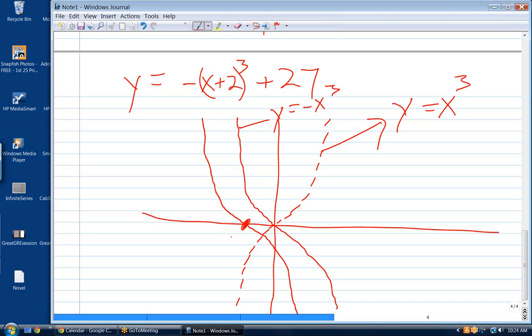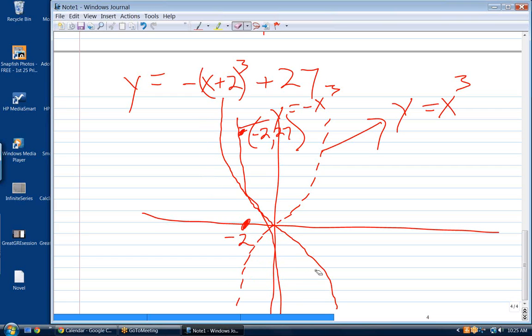So that goes through minus 2 and not the origin. And then I'm going to shift it up 27. So this point, minus 2, comma 27, is on my curve. Alright, that makes sense. That's the way to draw it.